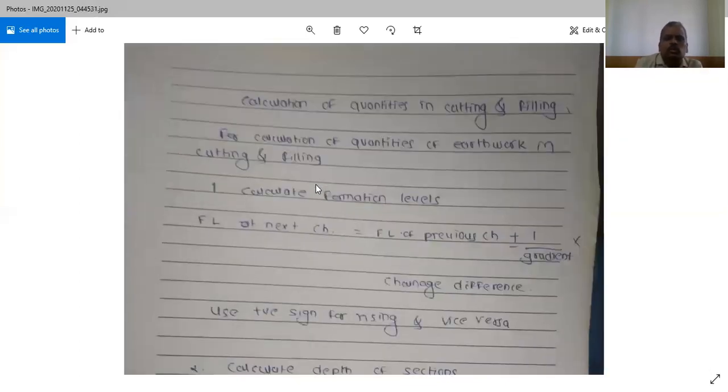Now here, what you have to do is calculation of quantities in cutting and filling. For calculation of quantities in cutting and filling, first of all, calculate the formation level. Formation level at next change is equal to formation level of previous change, that means the formation level at the starting point, plus or minus 1 upon gradient into change difference. What you have to do here is use a positive sign for rising and a negative sign for falling.